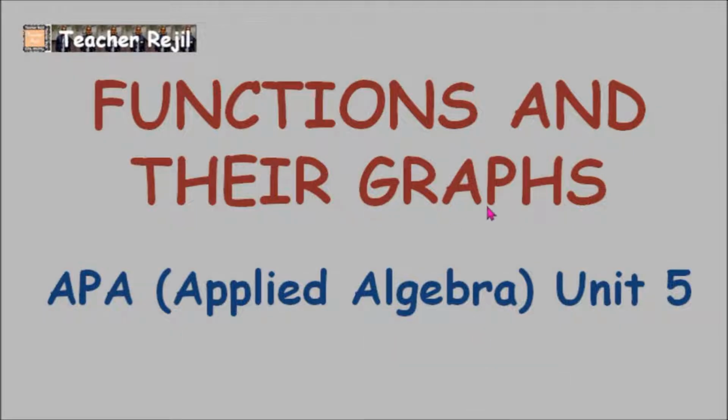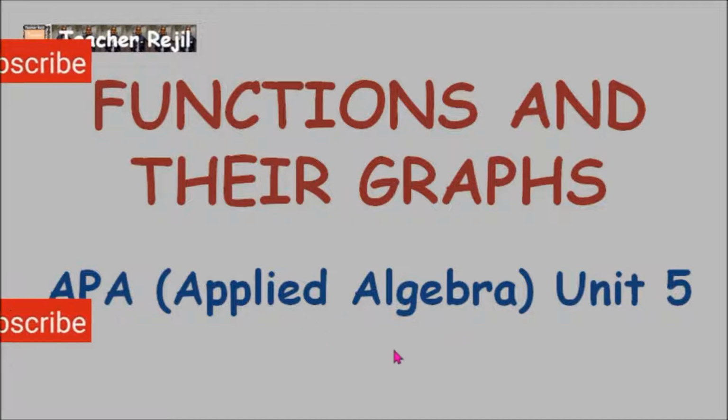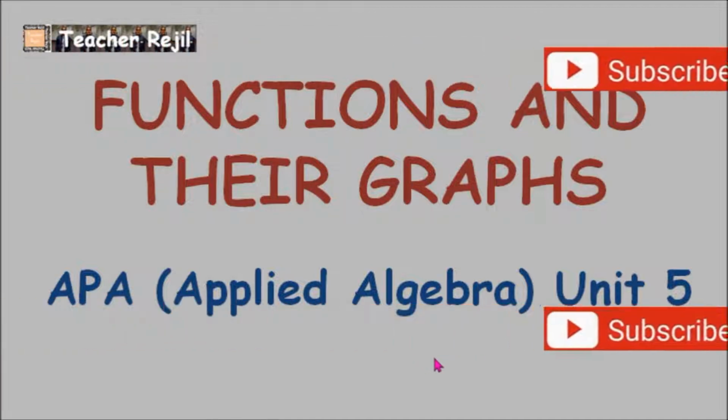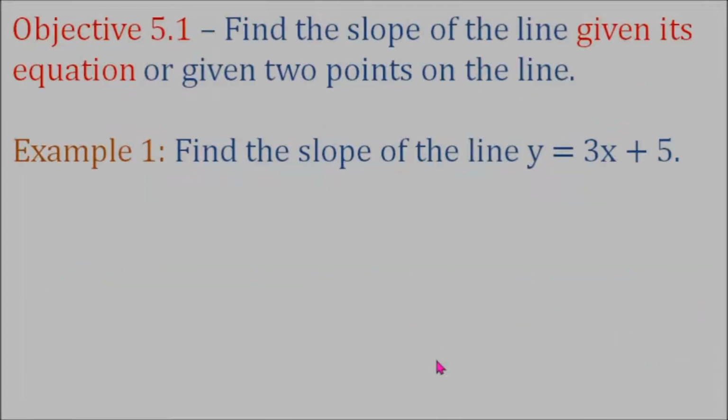Functions and their graphs is Unit 5 of the course Applied Algebra or APA. There are 7 objectives in this unit. Objective number 1, find the slope of the line given its equation or given 2 points on the line.